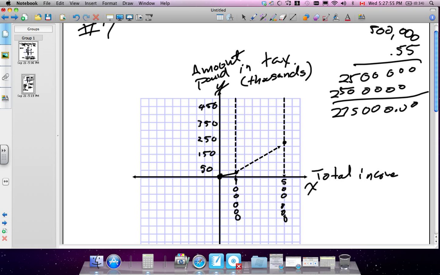And then finally, our last one, I'm not going to quite measure it, but it becomes even steeper. We're looking at a 55% tax bracket. So this piecewise function, because we've done amount paid in tax, is actually linear.